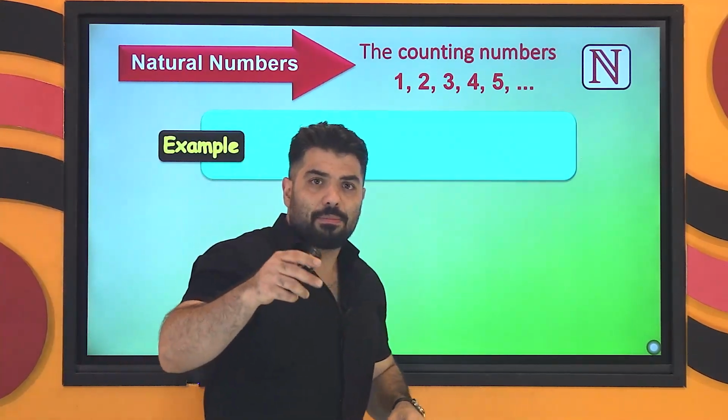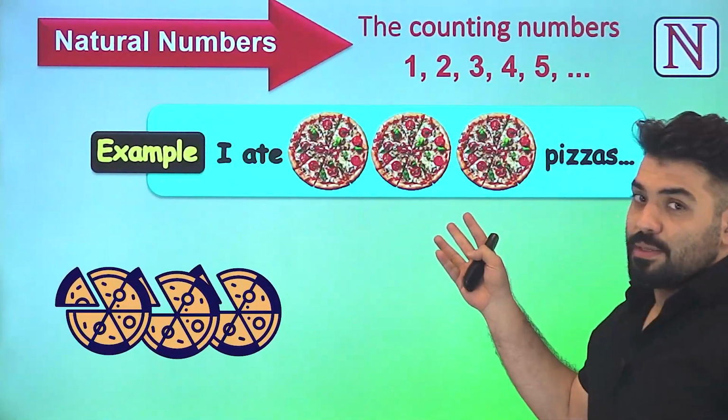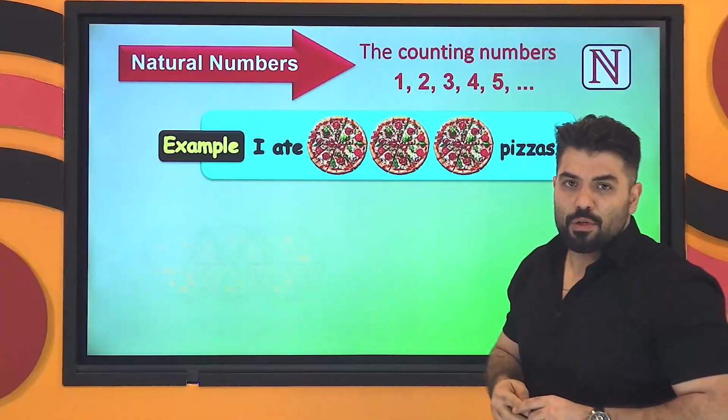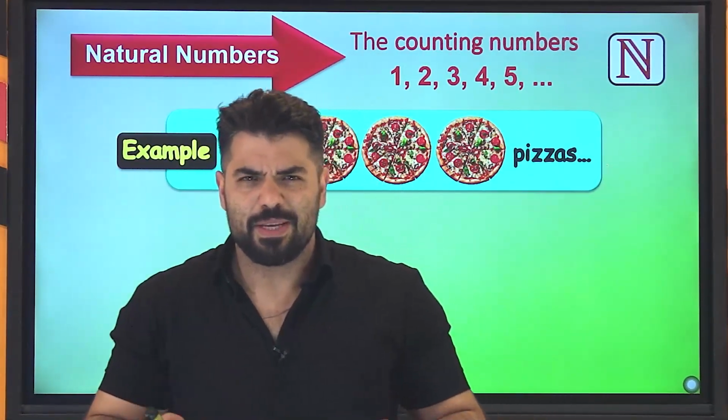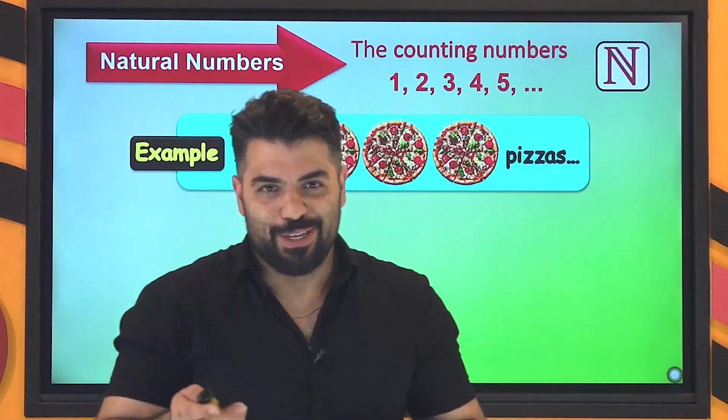Let me give you an example. I ate 3 pizzas. 3 is the natural number. Don't judge me, it was my cheat meal, as well as in Italy, 3 pizzas is just called a breakfast.